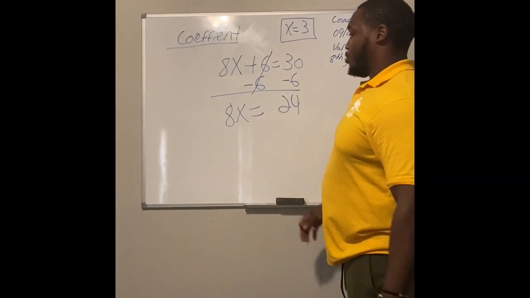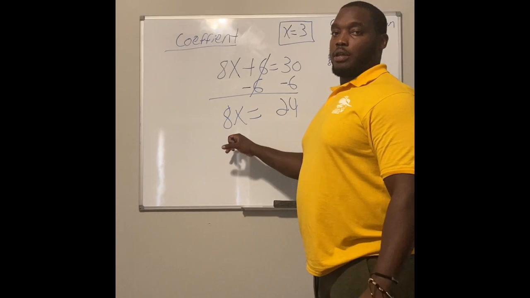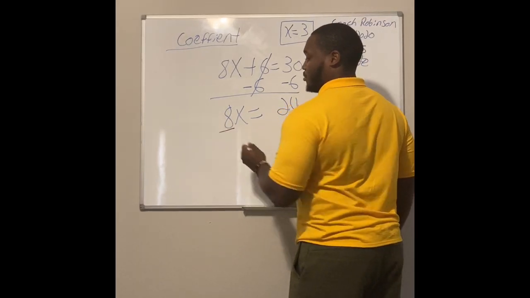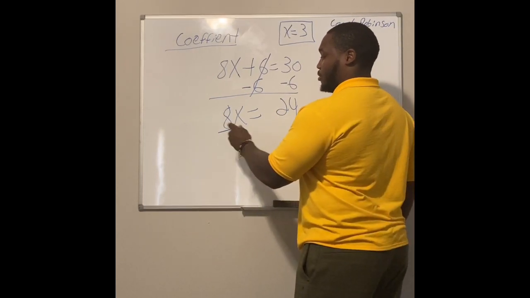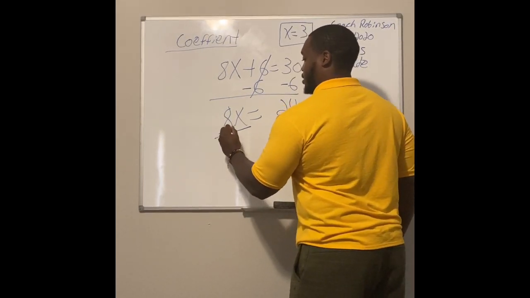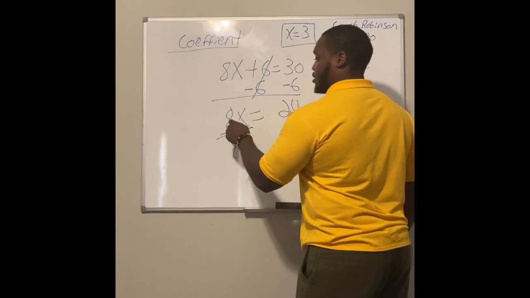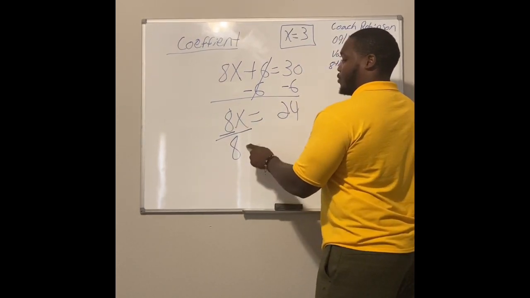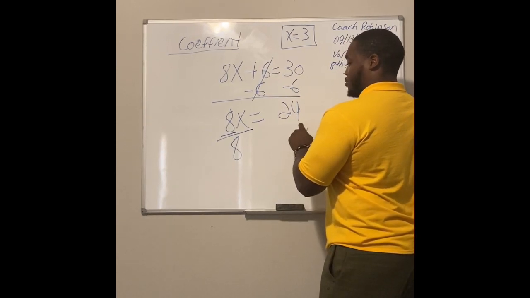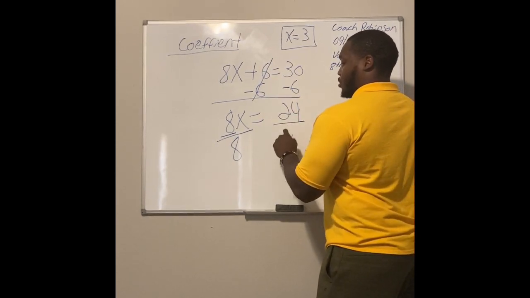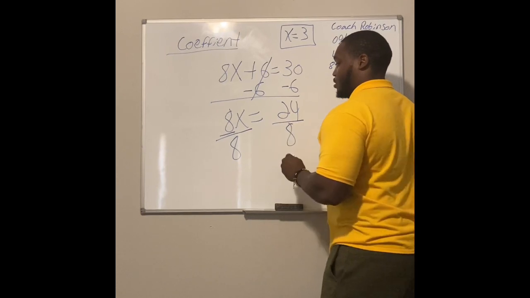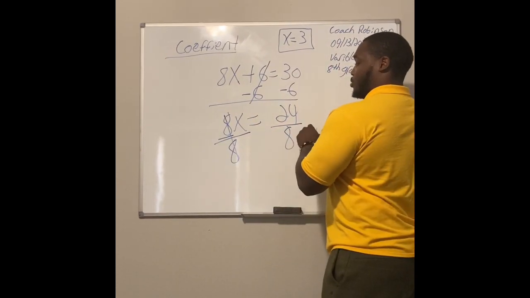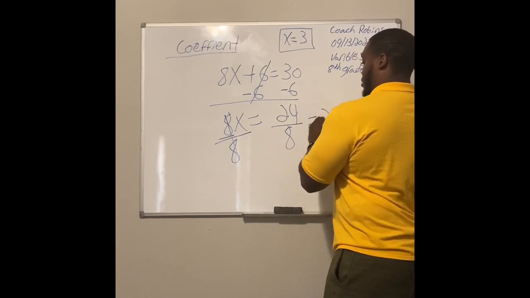Now, in order for you to isolate the variable, if it's a coefficient, you have to divide the constant, which is the number itself, by the expression, which is 8x. So if you divide 8x by 8, and whatever you do to one side of the sign, you have to do to the opposite side as well. So we're going to divide 24 by 8. So 8 divided by 8 will cancel. x equals 24 divided by 8, which is 3.